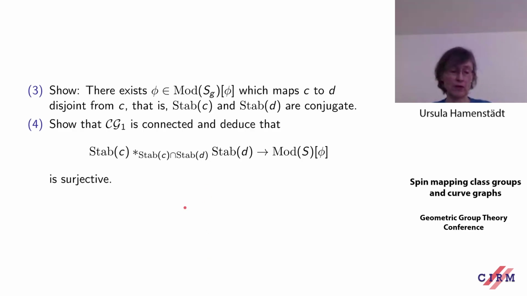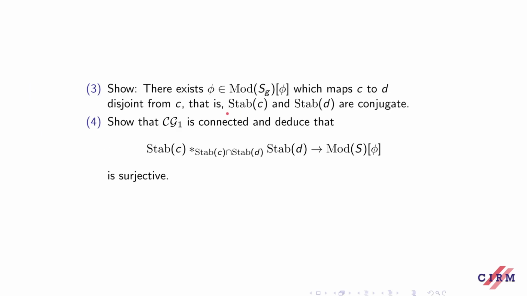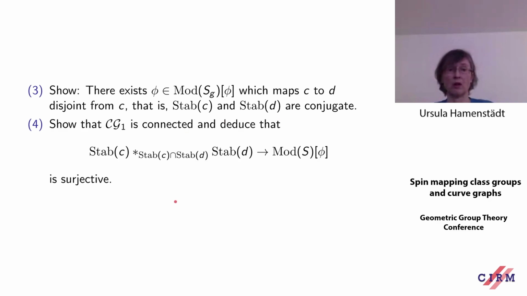The next step is to show that there exists an element in the spin mapping class group which maps C to a curve which is disjoint from D. That means if we have such an element, then we know that the stabilizer of C and the stabilizer of D are conjugate in the spin mapping class group. And now we have to show that this spin curve graph is connected, and we can use this to deduce that the following homomorphism is surjective.